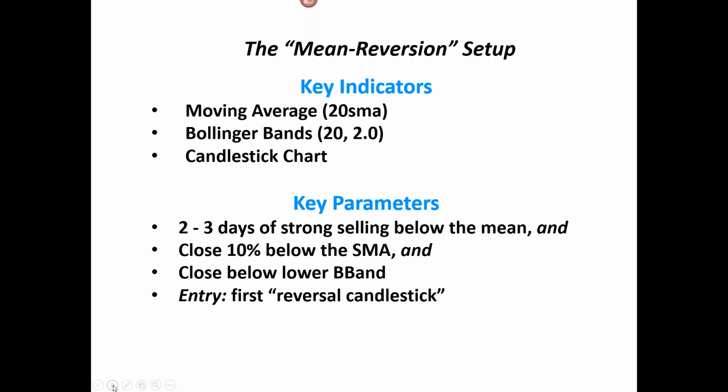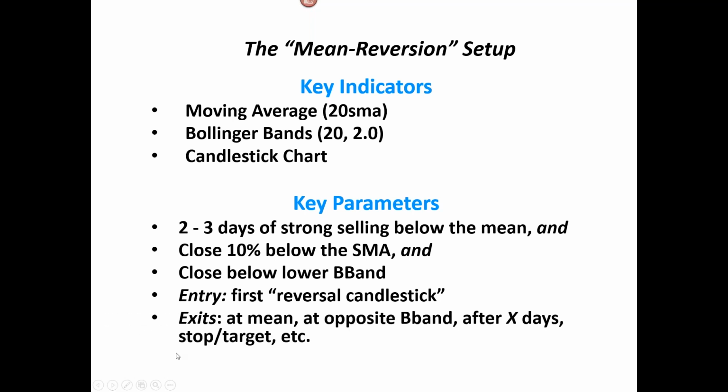And then we enter on the first reversal candlestick, which would mean the first green candle. Or you could even enter on a doji, I suppose, which is where the close and the open of the day are roughly the same price. That's fine too. That's technically a kind of reversal candlestick, but I usually like to enter on green candlesticks. And your exit can come in a variety of different ways. You can exit at the 20-period moving average, because that's really the target. The first target for this trade is to get back to the mean, reversion to the mean, hence the name. And it usually will do that within the 5 trading days.